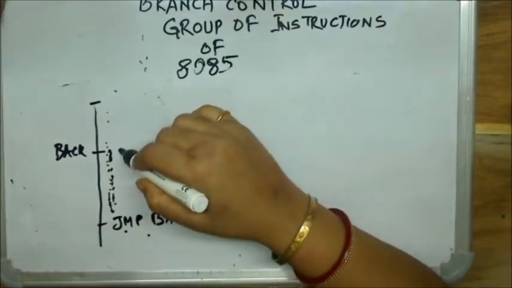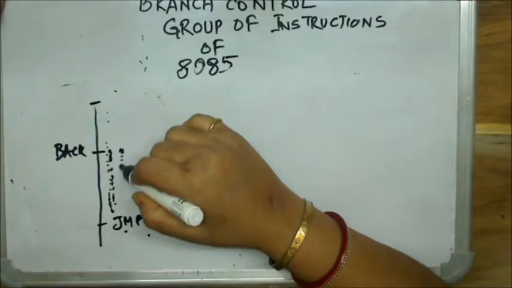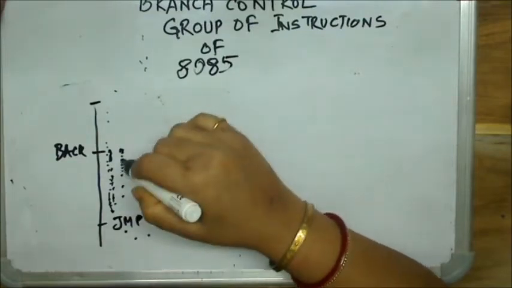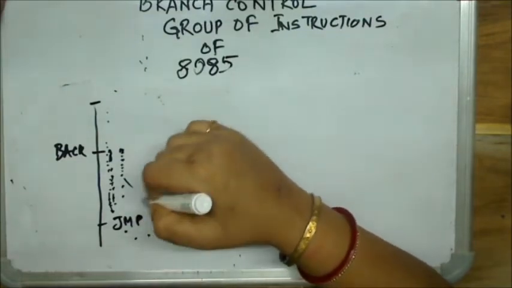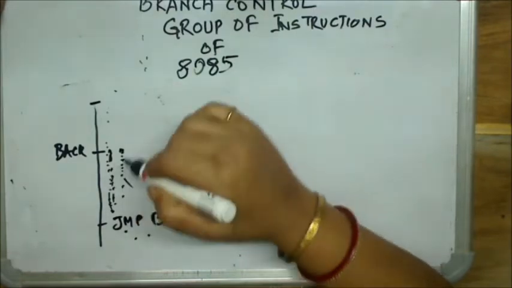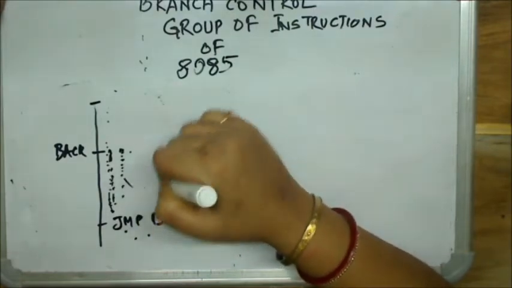Again it will go back. Again after executing these instructions, it will come here, and again it will go back. So this is how it becomes a loop. But the problem is it will become an infinite loop.